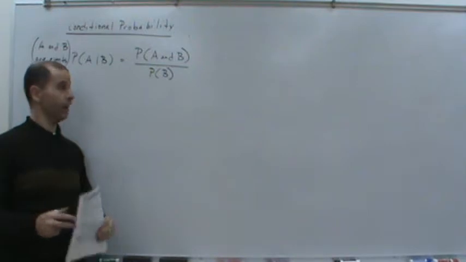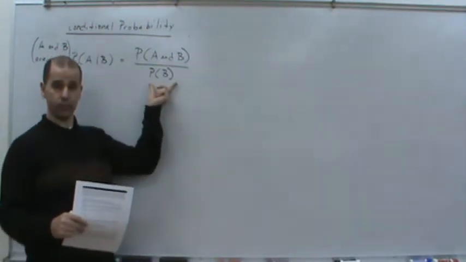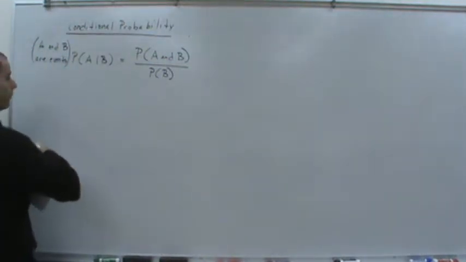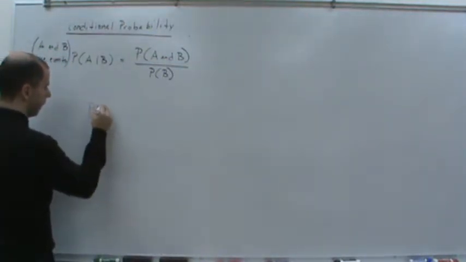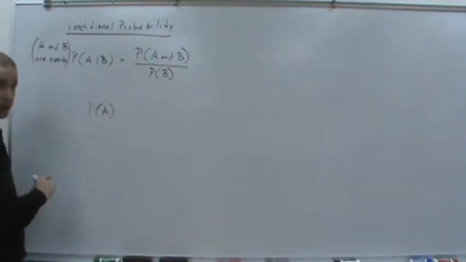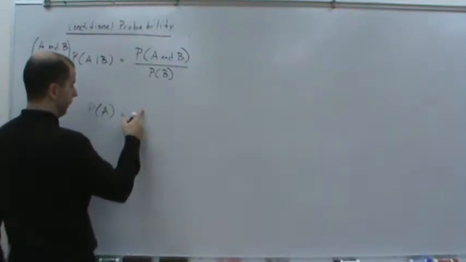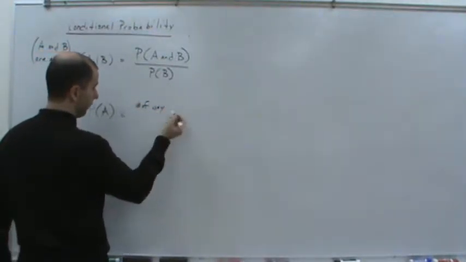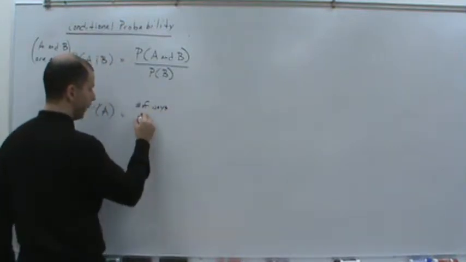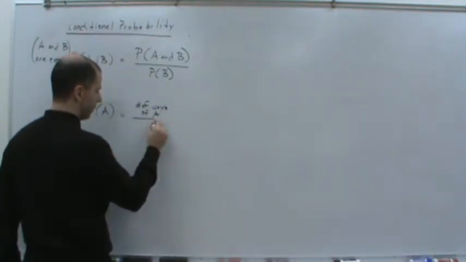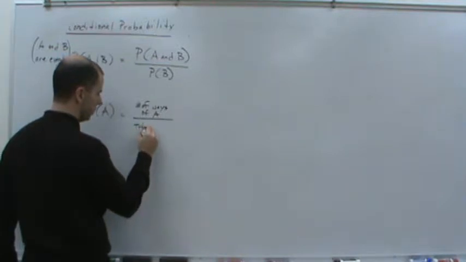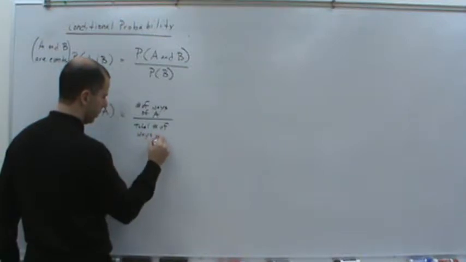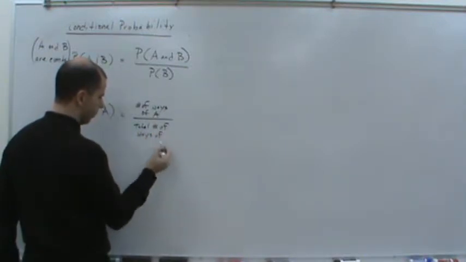conditional probability, look at what's happening in the sample space. Normally, remember with the probability of A, with no conditioning, it was what? It was the number of ways, number of outcomes, of getting A divided by the total number of ways or outcomes of getting S, you know?